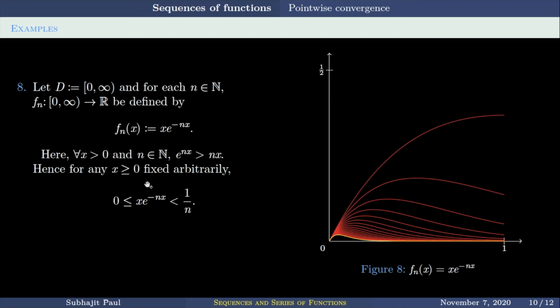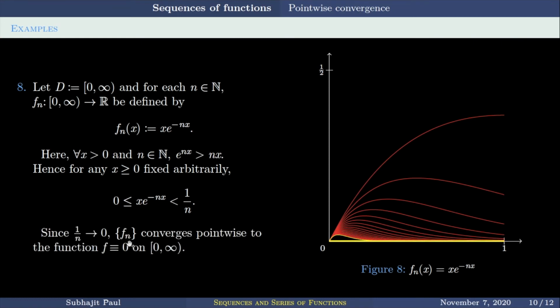So from here we see that for any x greater than or equal to 0 fixed arbitrarily, x times e to the power minus nx will definitely be a non-negative quantity less than 1 by n. And since 1 by n tends to 0, by the sandwich theorem, the function converges pointwise to the function identically equal to 0 on [0, infinity).